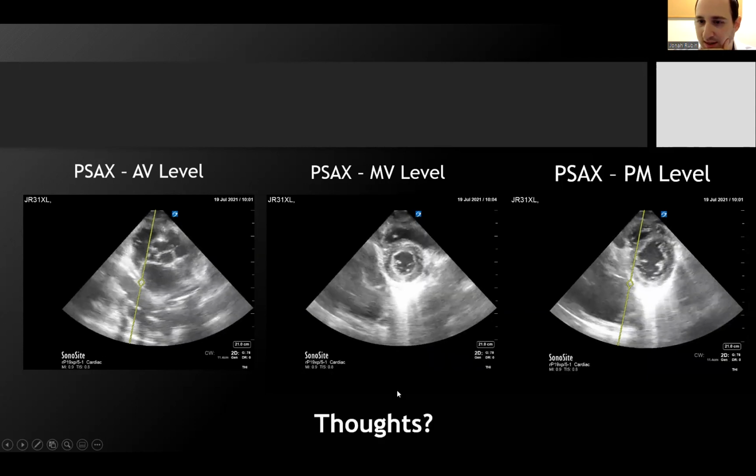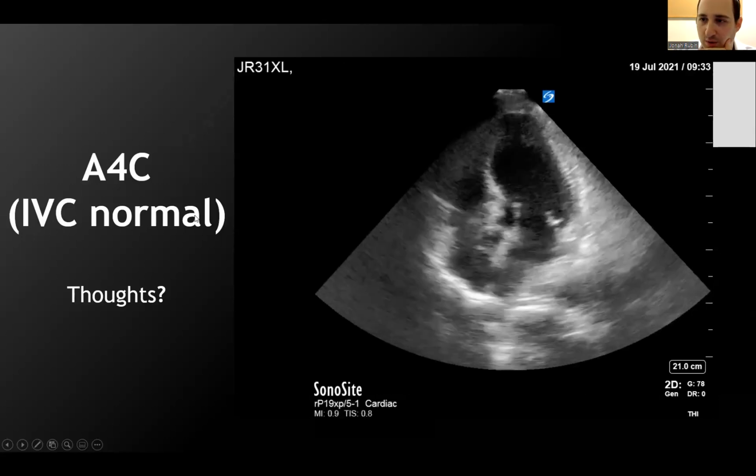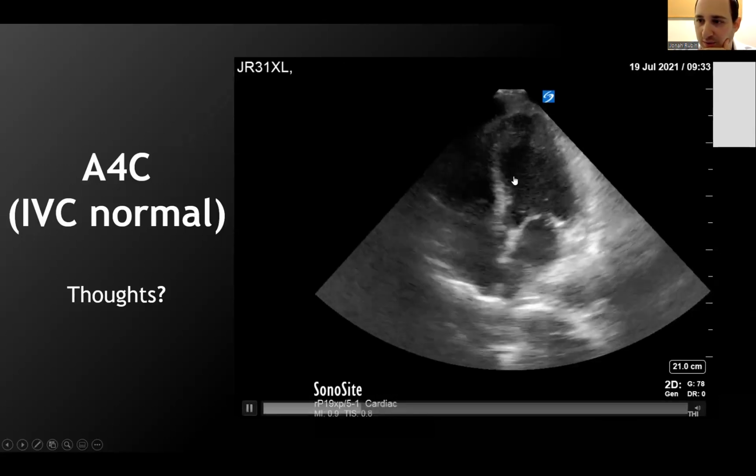What else do we have? Let's see. Apical 4-chamber view. I'm telling you that the IVC looks normal. Anything to say about this apical 4-chamber view?